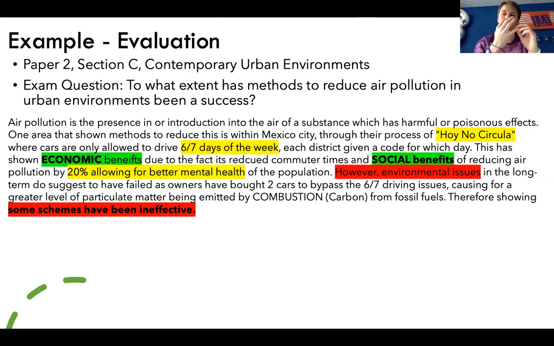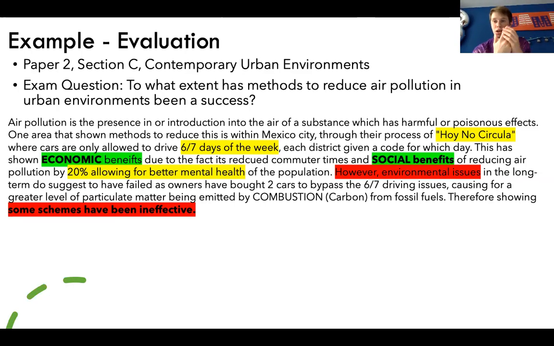So I've defined my question. I've got my AO1, like we discussed, knowledge. One area that has shown methods to reduce it is Mexico City through the process of Hoy No Circula. So there we go, I've got my case study in, where cars are only allowed to drive 6 out of the 7 days per week. So that's temporal scale, because I've said 6 out of 7 days of the week. This has shown economic benefits due to the fact it's reduced commuter times, and social benefits of reducing air pollution by 20%, allowing for better mental health.